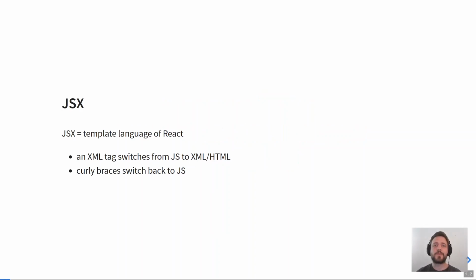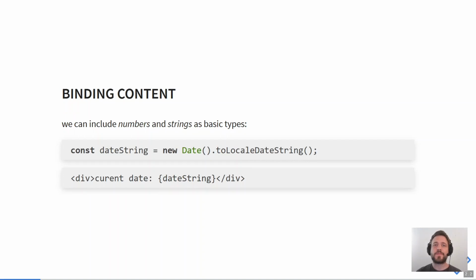The basic rules of JSX are quite simple. An XML tag switches from JavaScript to XML or HTML, and curly braces switch back to JavaScript. Based on that simple rule, we can easily include strings and numbers as basic types inside of JSX. Note that objects, for example date objects, cannot be included in JSX directly. They have to be explicitly converted to a string format.